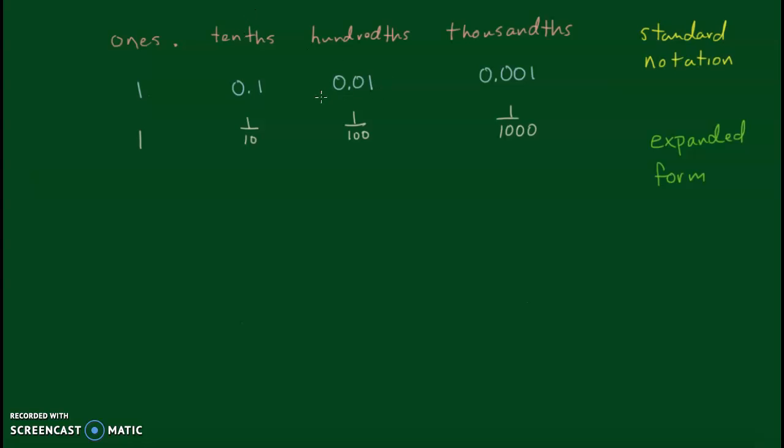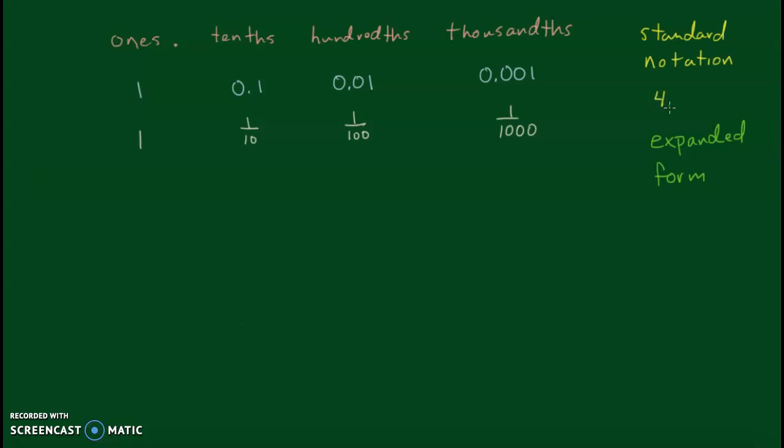0.1 is the tenths, 0.01 is hundredths, and 0.001 is thousandths. As a fraction, again, we have 1, then we'd have 1 over 10 for tenths, 1 over 100 for hundredths, and 1 over 1,000 for thousandths. Then over here to the side, I have two terms. One is standard notation, and the other is expanded form.